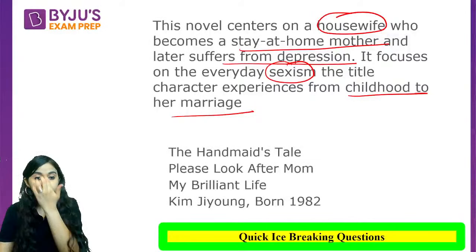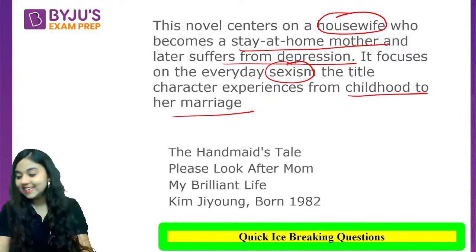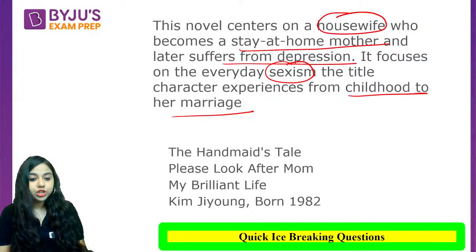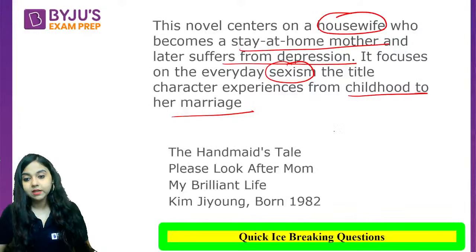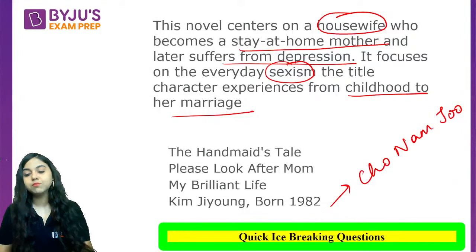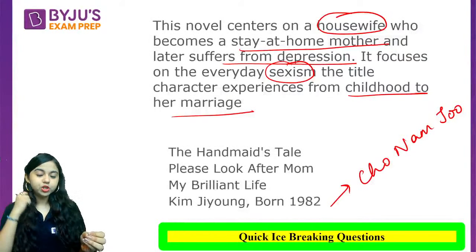Okay, what is the right answer here, everybody? Excellent. D is absolutely the right answer. Please keep that in mind. This is Kim Ji-young, Born 1982, a novel by Cho Nam-joo. Cho Nam-joo is the writer here.